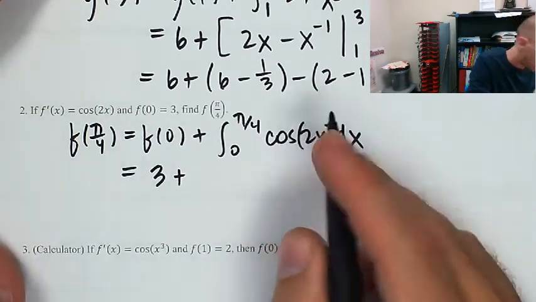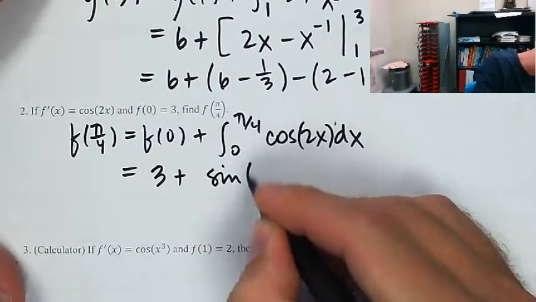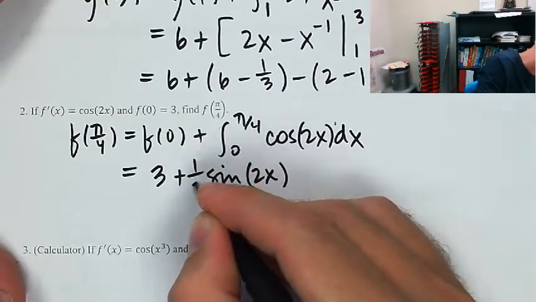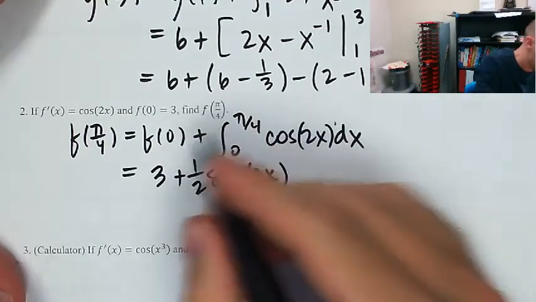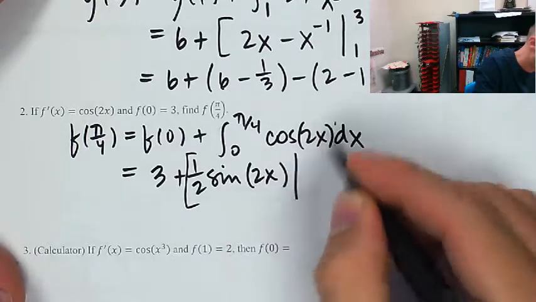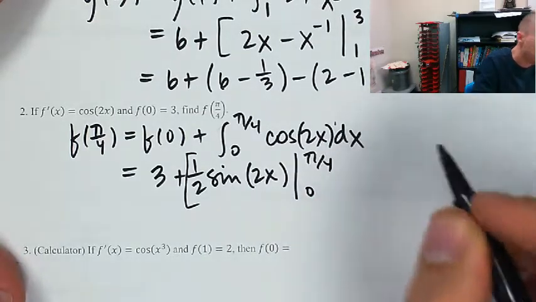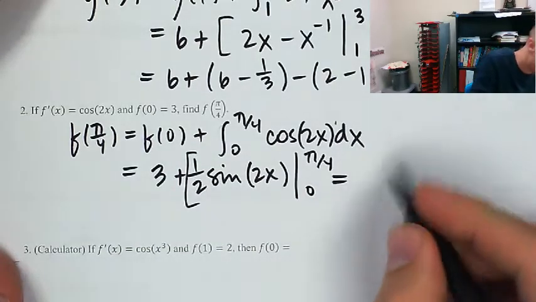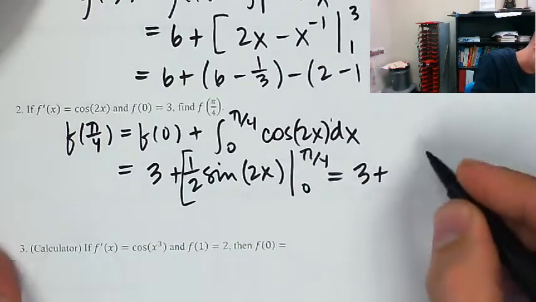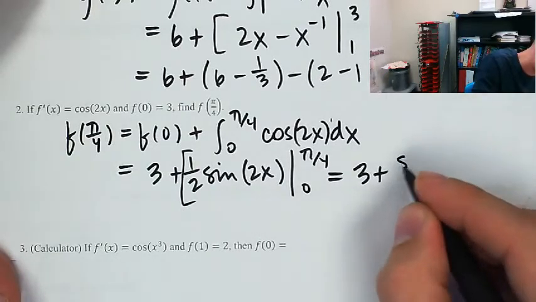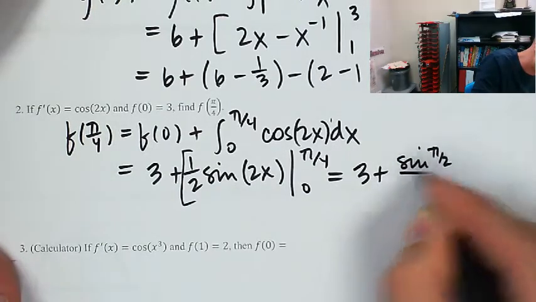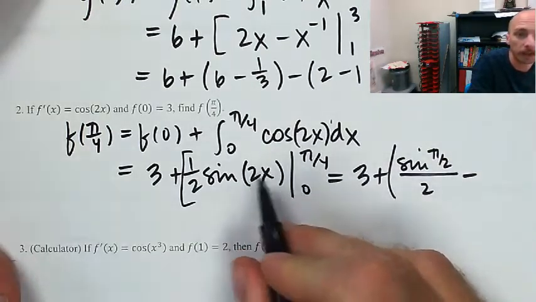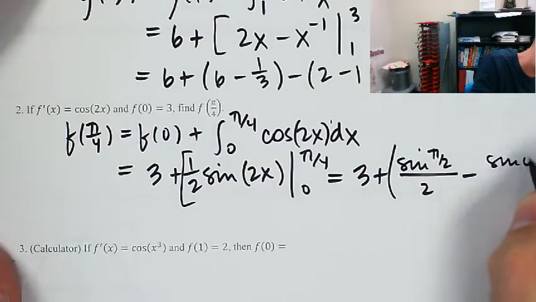I'm going to take the antiderivative of the outside while leaving the inside the same, and then dividing by the slope of the inside, which is 2. Okay? And then I'm going to let x run from 0 to pi over 4. And here I'll have 3 plus half of sine of pi over 2 minus, when I plug in 0, I'll be taking sine of 0 and dividing by 2.